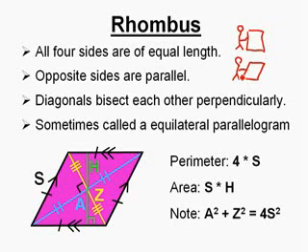Exactly. So the perimeter is 4 times the side, because they're all of equal length. The area is the side times the height. And it should be noted that A squared plus Z squared equals 4S squared, A and Z being the diagonals. So if you square the diagonals and add them, you get 4 times the side squared. And I'm going to show you that in Photoshop.